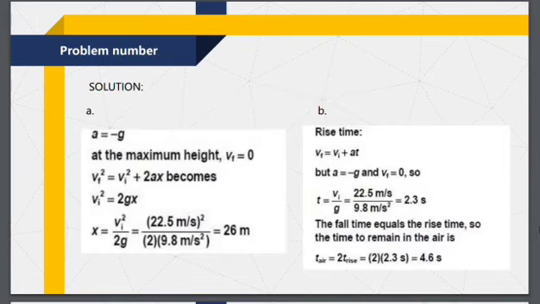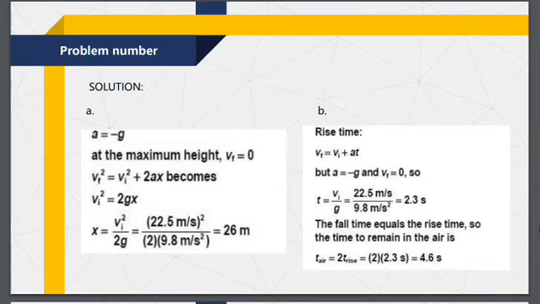We use the formula final velocity squared equals initial velocity squared plus 2 times the acceleration times the distance. Since our final velocity is 0, we will only have initial velocity squared equals 2 times the gravity times the distance as our formula in this problem. To find x, or the distance, we derive our formula into x equals initial velocity squared over 2 times the gravity.